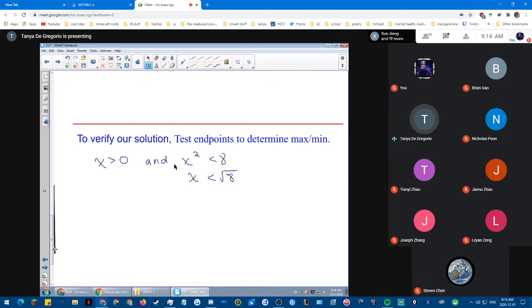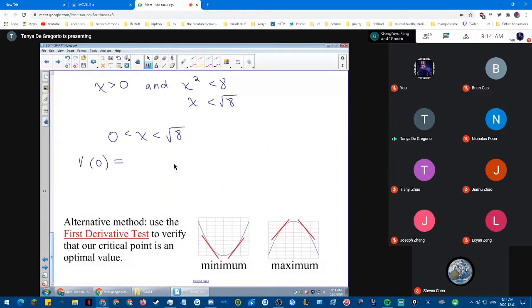We know that we only take the positive, right? We don't have to worry about the negative here. So x is less than root 8. So overall, my restriction is this. And so now I have to sub in 0 and I have to sub in root 8. Where do I sub it into? What you're maximizing, which is volume. So sub in, tell me what you get.